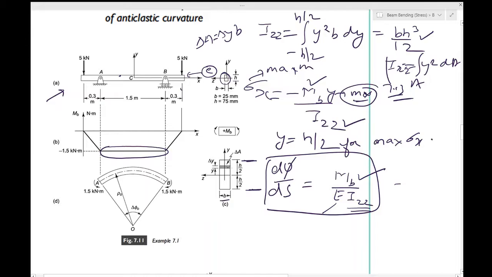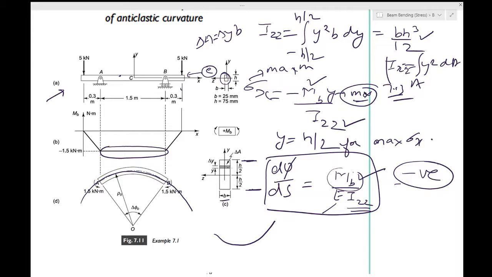Okay, and this must be negative because the curvature is of this form. If the curvature had formed like this, then it would be positive. And to ensure that this is negative, the only thing which you can play with is Mb. So you must use a negative sign over there. So that solves the problem, because when this formula was derived, the curvature was assumed like this, but you have a curvature of this kind, so there must be a negative sign. That's the only thing.